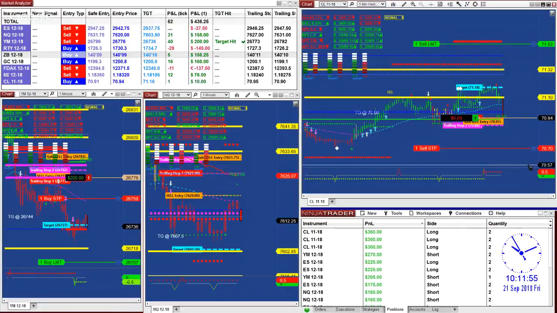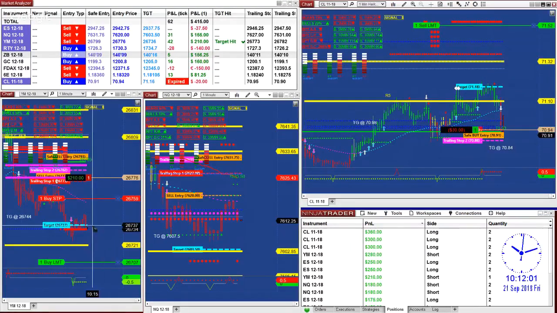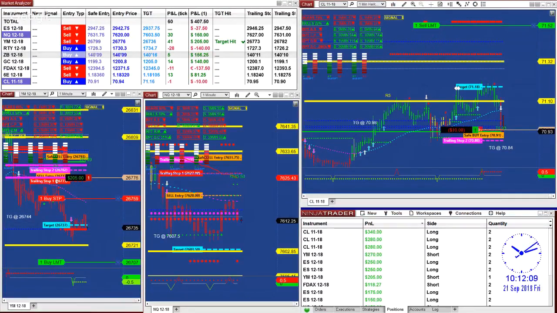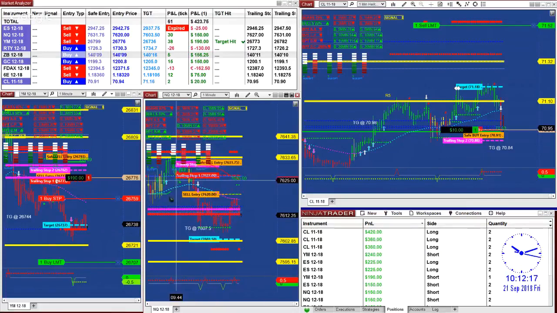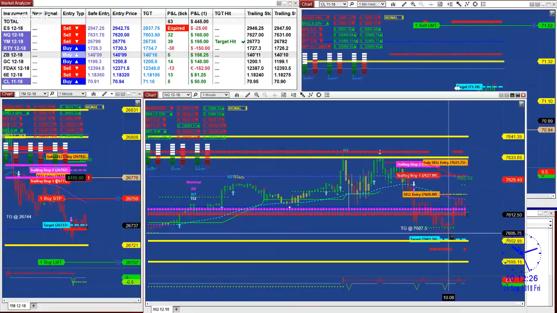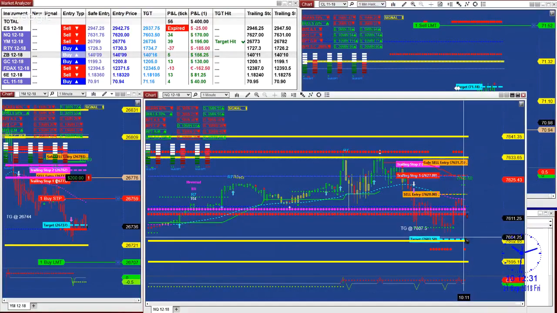The target on the ES, this is enough bubbling. The target on the CL has already hit, and the YM has already hit, so you should be out of those trades right now. We are waiting on the Nasdaq. We missed the target. I really don't like it squeezed like this. We missed the target here by a few ticks, and probably this market is going back in to retest this number here.